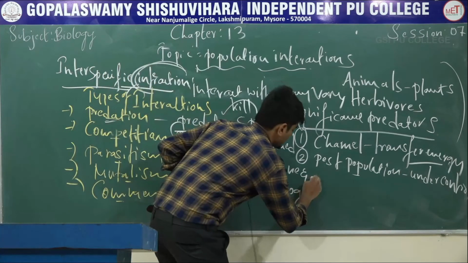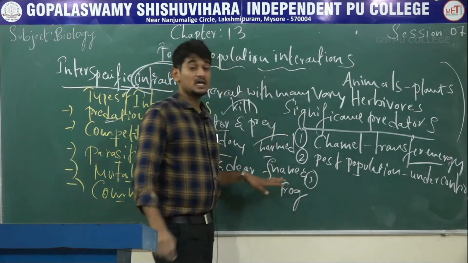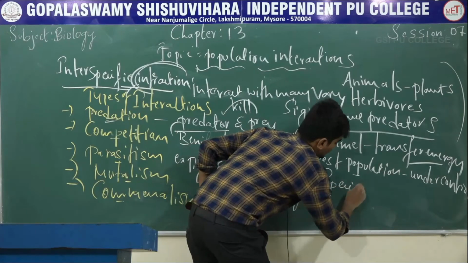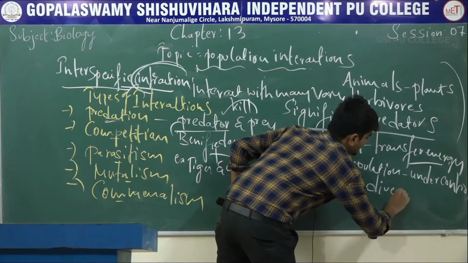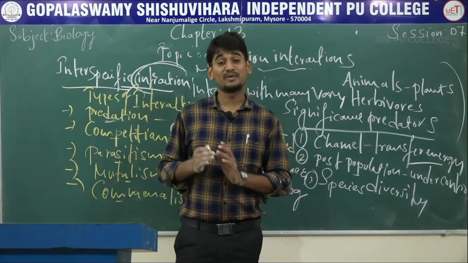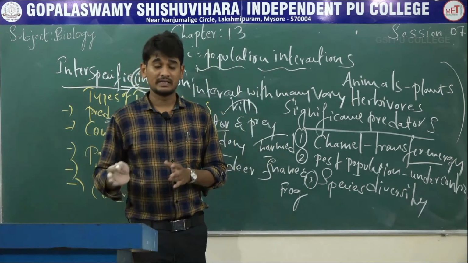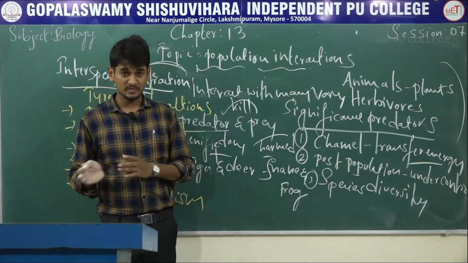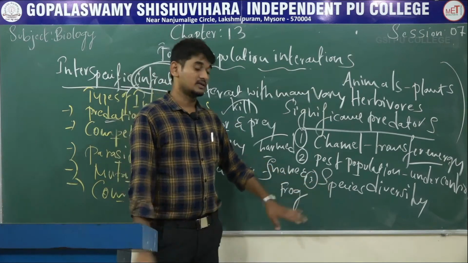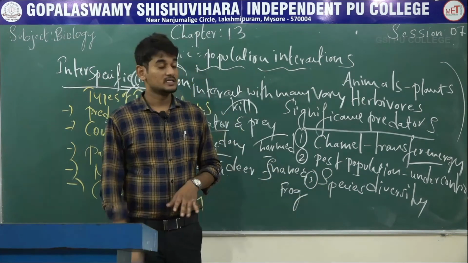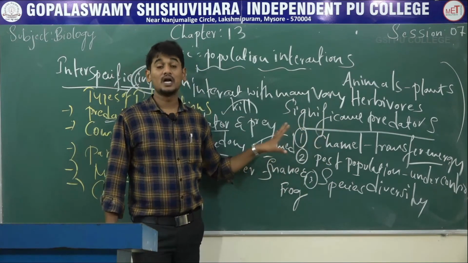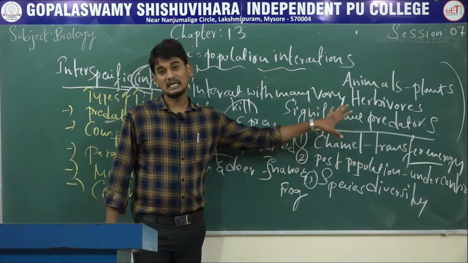The last one is that the predator maintains the species diversity. See here, the predators help to reduce the intensity of competition among prey species, that is, to reduce the competition between two prey species. So these are all the significance, or importance, of predators in an ecosystem.